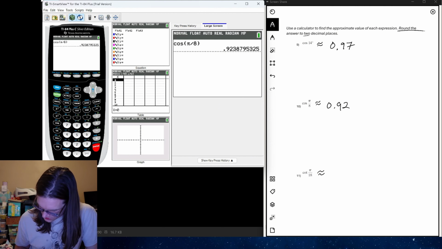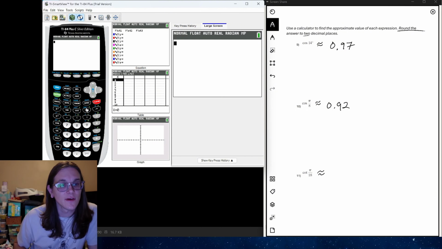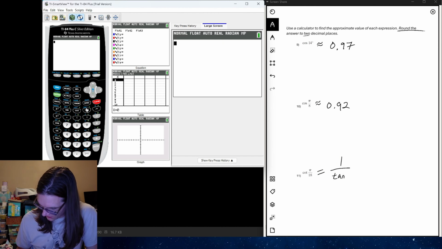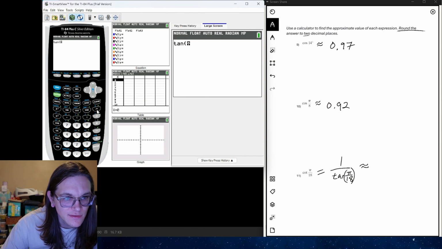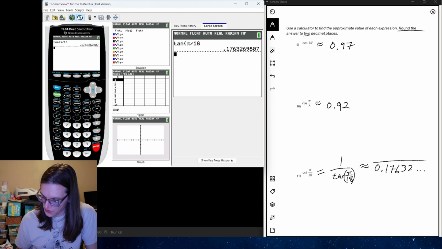And the cotangent of pi over 18, we're still in radians, so we don't have to change it, is, there is no cotangent button on the calculator. So I'm actually erasing my approximation equal sign. I'm going to write, this is actually equal to 1 over tangent of pi over 18. That's exactly equal to that. And then once we use the calculator, it's approximately equal to tangent of shift and then pi over 18, approximately equal to 0.17632 something. It's 1 over that though, right? 1 over the tangent of pi over 18.